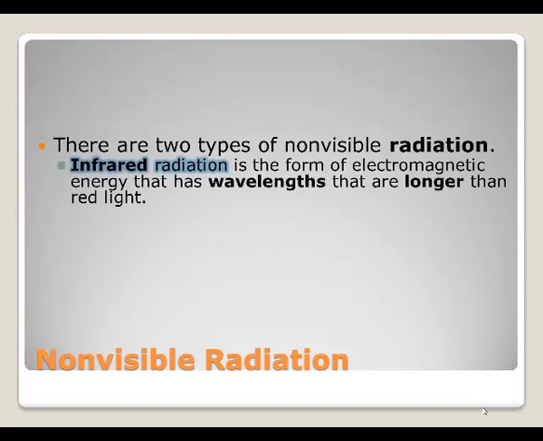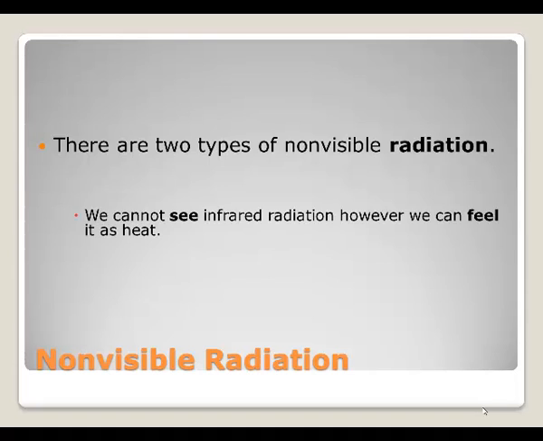Infrared radiation, and these are the wavelengths that are longer than red light. Infrared radiation we typically interpret in the form of heat. So we cannot see infrared radiation, however we can feel it when it comes in contact with our skin. There are certain organisms that can detect infrared radiation. For example, rattlesnakes. They can sense heat using their tongue.